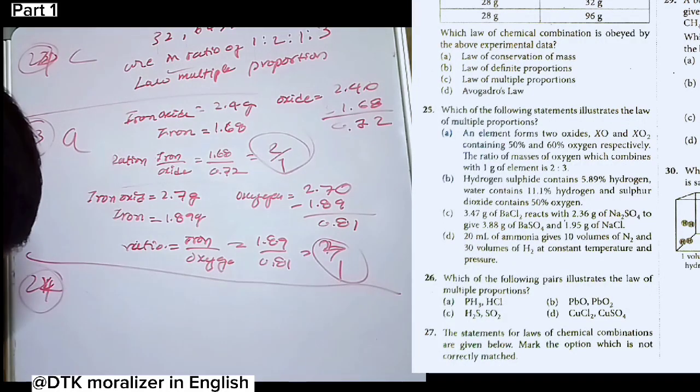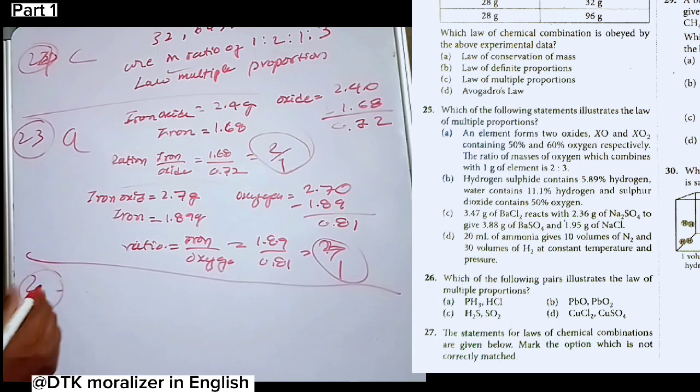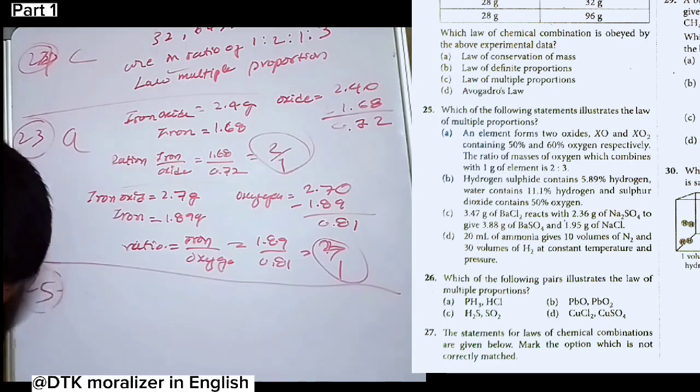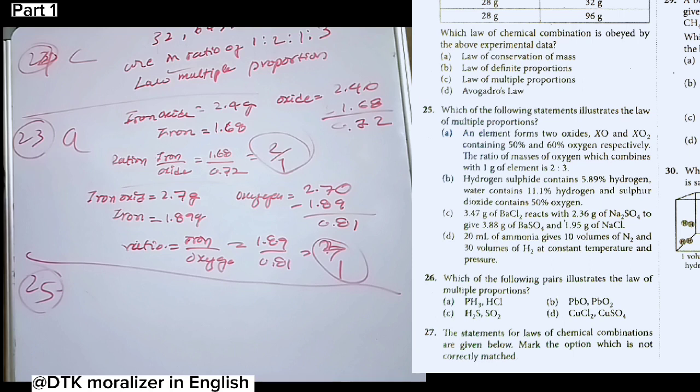Now question number 25. Which of the following statements illustrate the law of multiple proportions? An element forms two oxides XO and XO2 containing 50% and 60% of oxygen respectively. The ratio of masses of oxygen which combine with 1 gram of element is 2:3. Hydrogen sulfide contains 5.89% of hydrogen, water contains 11.1% of hydrogen, and sulfur dioxide contains 50% of oxygen. 3.47 grams of barium chloride reacts with 2.36 grams of sodium sulfate to give 3.88 grams of barium sulfate and 1.95 grams of sodium chloride.